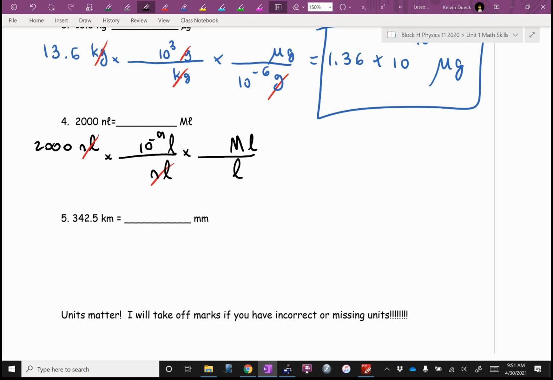What's mega? 10 to the what? From your green sheet. Where is it going to go? Where the mega isn't. Yep. So I guess, Jaden, I'm going to go 2,000 times 10 to the negative 9 divided by 10 to the 6th. And this method answers for you, Mr. Dewick, do I multiply or do I divide?